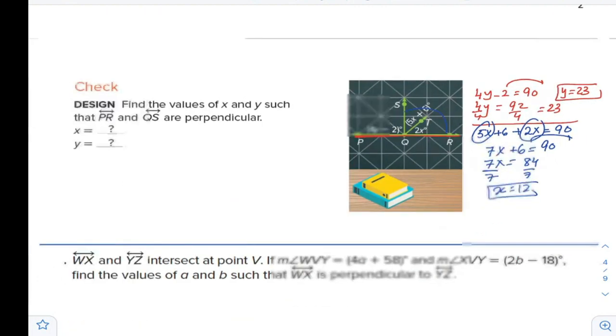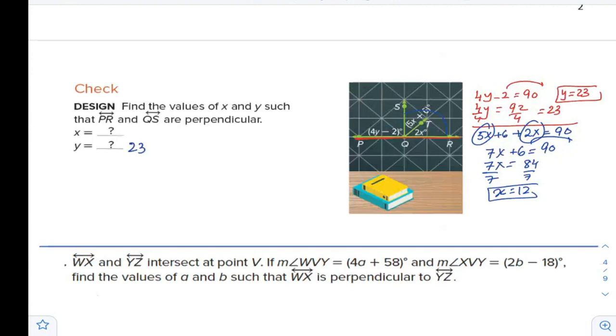We have applied the perpendicularity here. So here we can copy. This is 23 and this is 12.